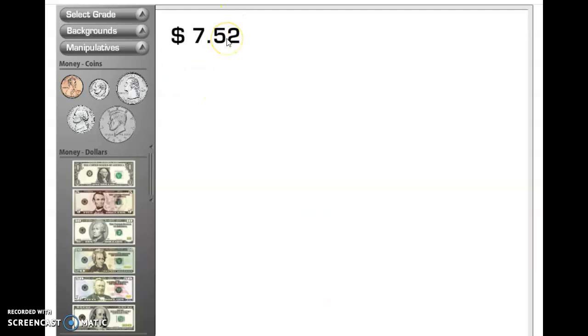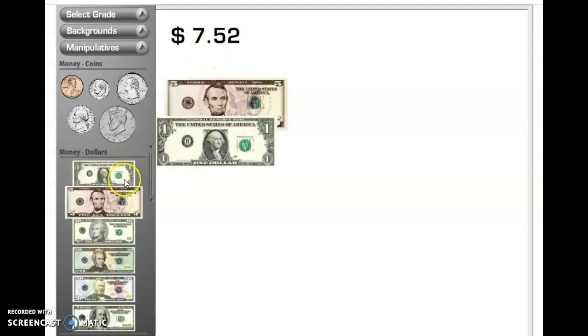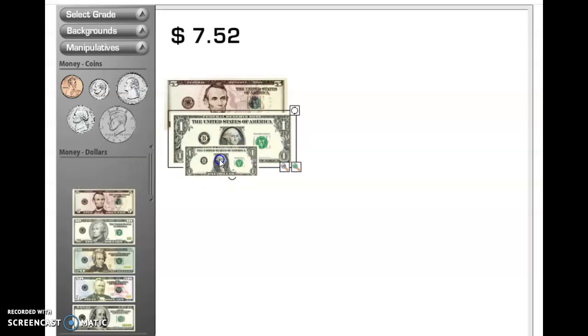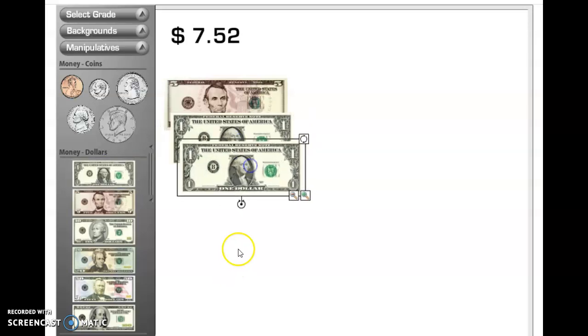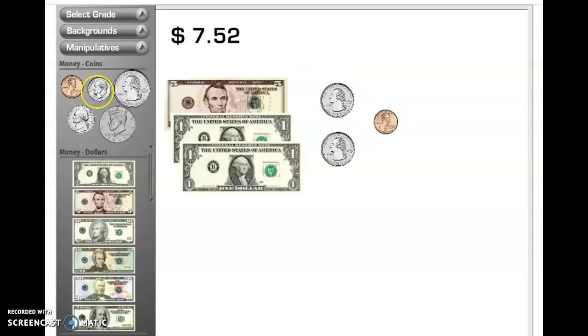Okay, I want to show you one more time, but using a bigger dollar amount really quickly. So $7.52. The least number of bills and coins that I could use would be a $5 bill and two $1 bills. And then 52 cents would be 2 quarters and 2 pennies. Okay, this is the least amount of dollars and bills that you could use.